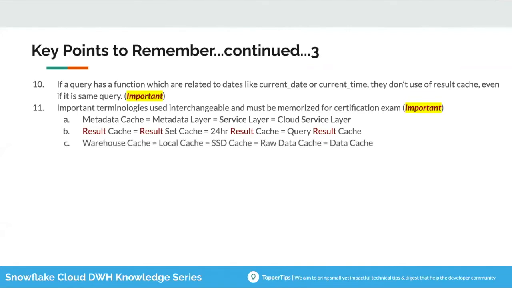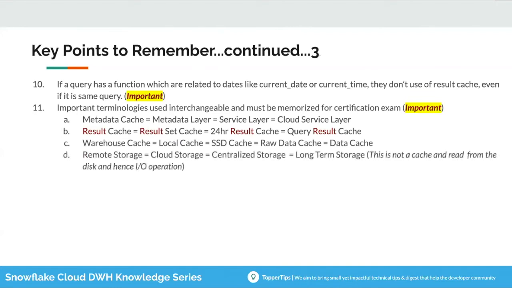Now, when it comes to the third part, which is the warehouse cache, it may also be referred to as local cache, SSD cache, raw data cache, or data cache. So please remember this ABC. Sometimes you may get confused about what is being asked. Remote storage is also referred to as cloud storage, centralized storage, or long-term storage. This is not a cache, and any data coming from this layer has to go through the IO operation, and hence it is the most expensive operation.